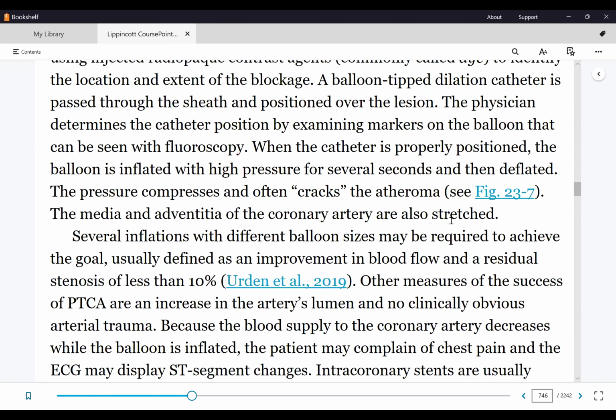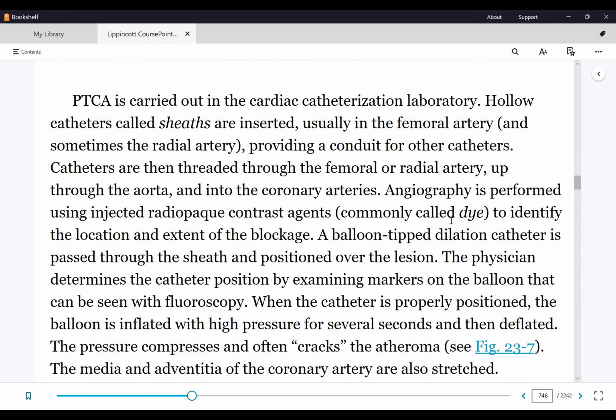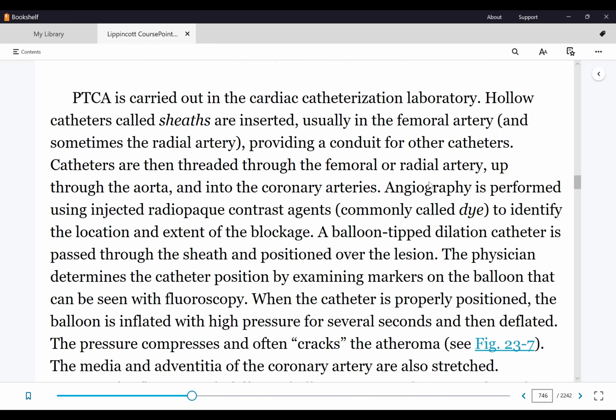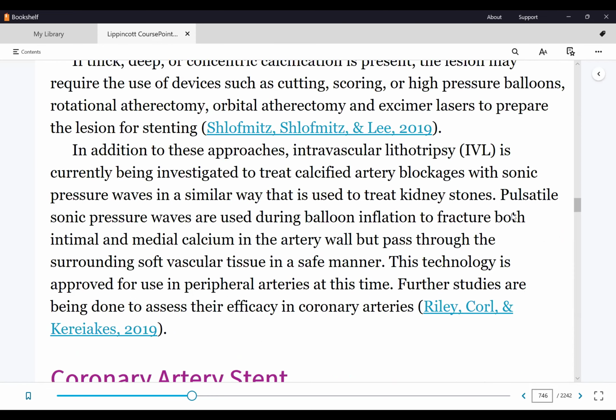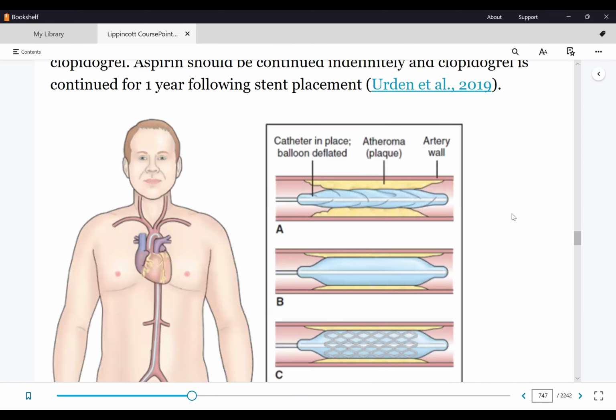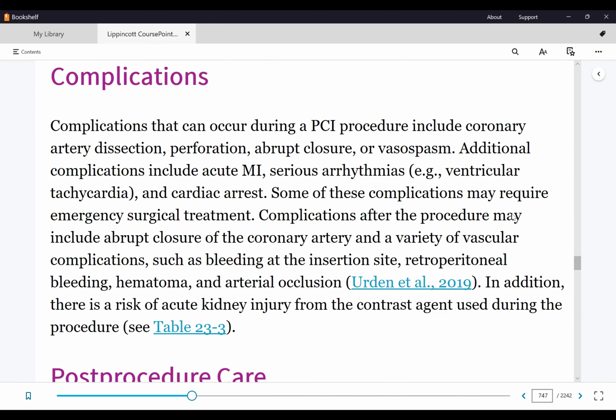Let's go to the description of the procedure. Okay. So it's nice to know. I'll go straight to your responsibilities. So what do we do before and after the procedure? Before, it's not really very complicated. So you prepare the patient the same way as you would prepare any pre-op patient.